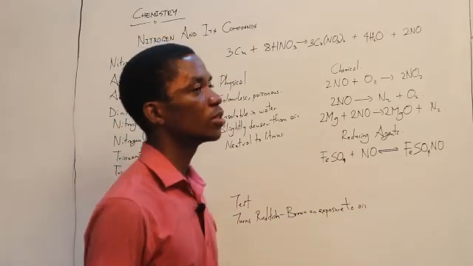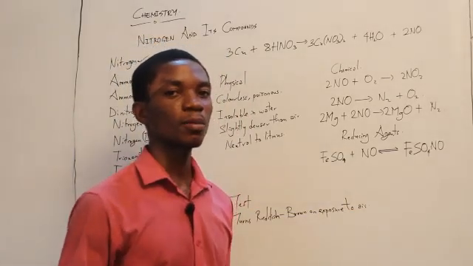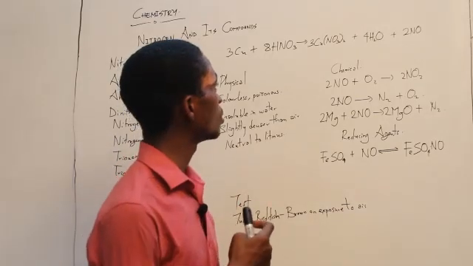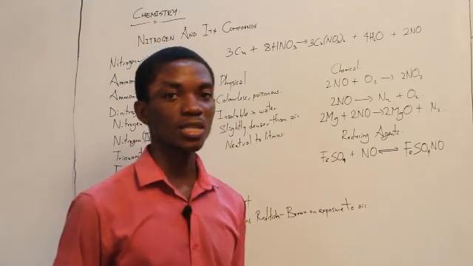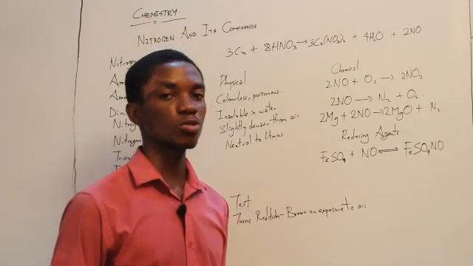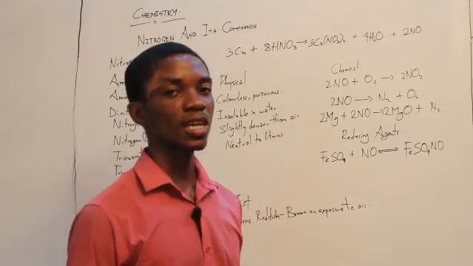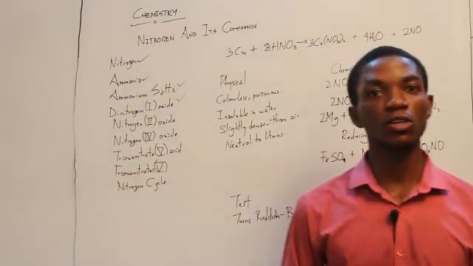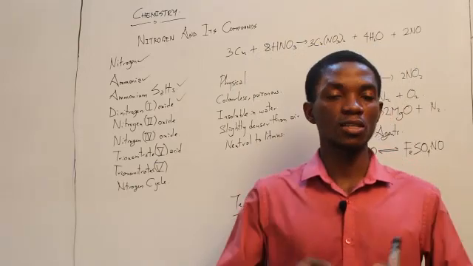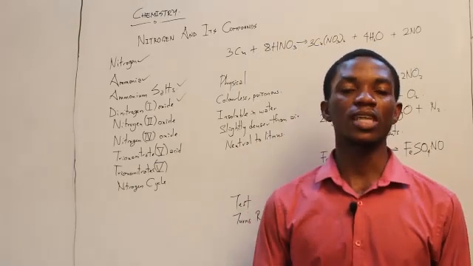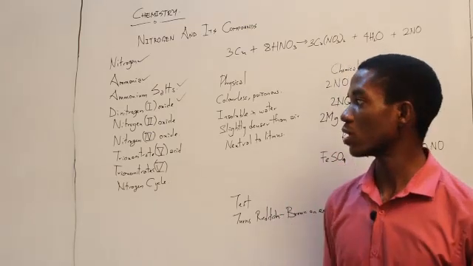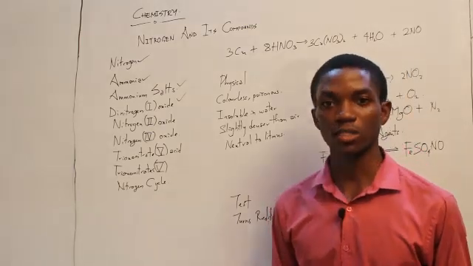To test for the presence of a gas suspected to be nitrogen 2 oxide, just expose the colorless gas to air. On exposure to air, it will turn reddish brown, forming reddish brown particles, which shows you the presence of nitrogen 2 oxide. So, let's go on to look at nitrogen 4 oxide.